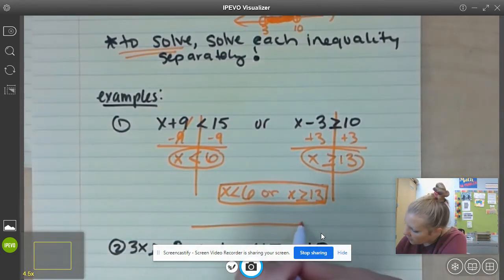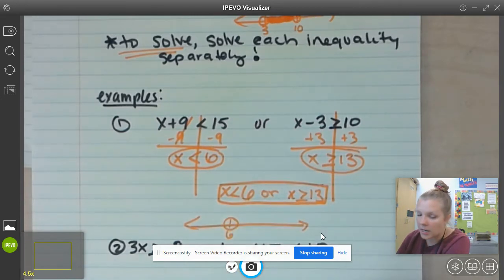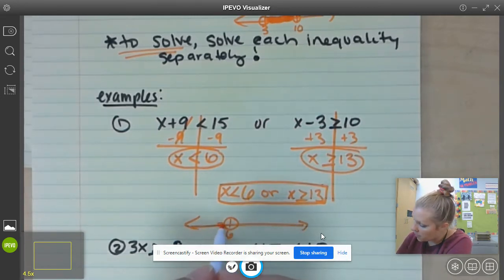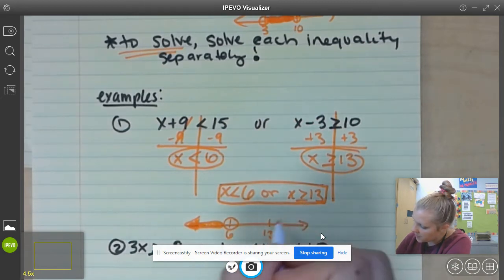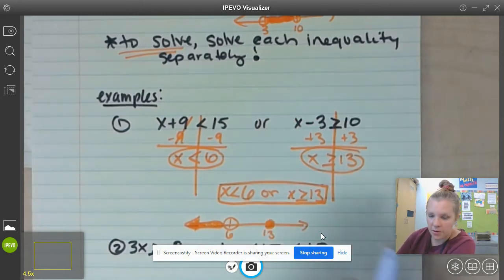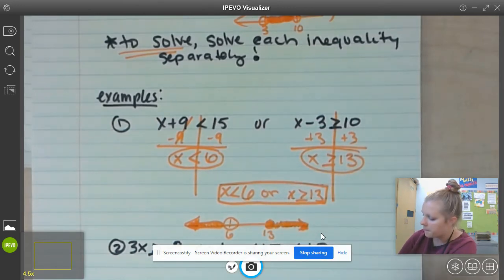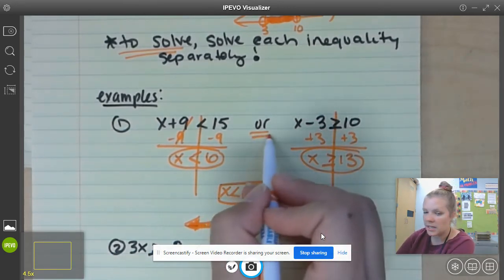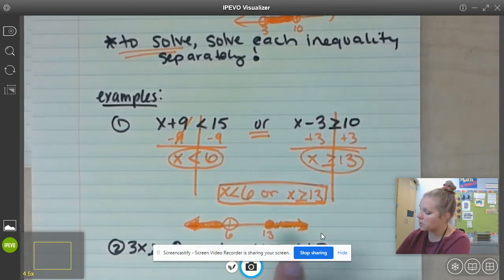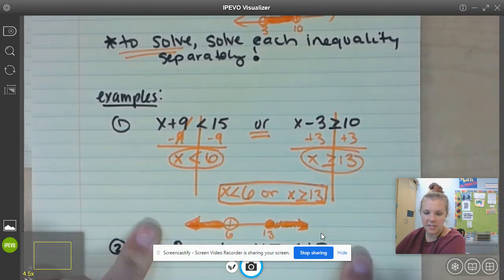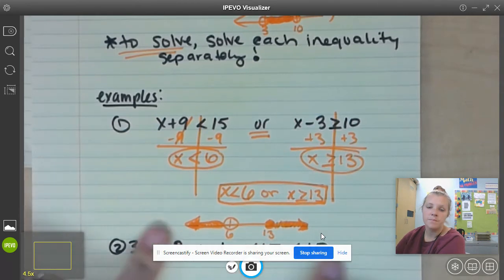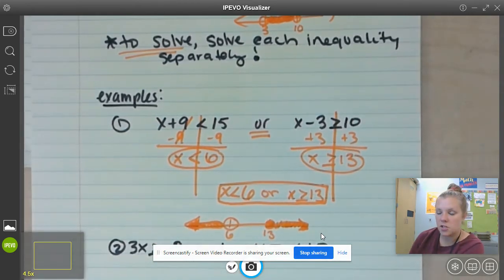If we wanted to graph it, we could. We would go to 6. It's an open circle because it's not underlined. The numbers smaller than 6 are all of these numbers. This is underlined, so it's a closed circle at 13, and it's all the numbers bigger than 13. So we go that way. Notice it was connected by the word or in the original problem, and the two inequalities are facing away from one another, which is what I would have expected from a disjunction.